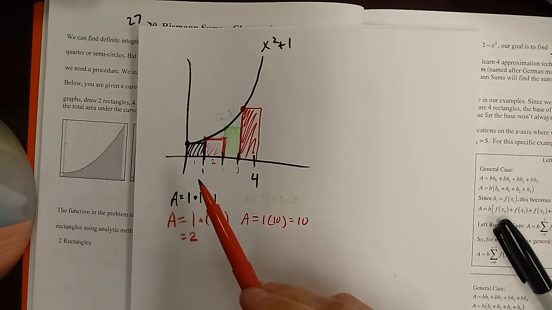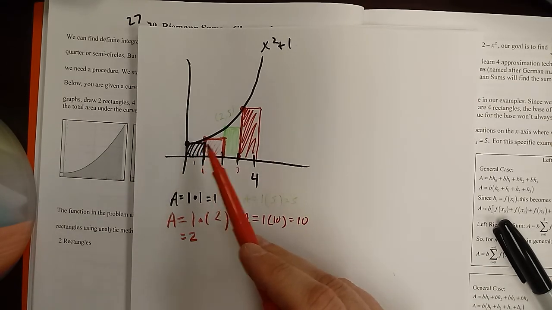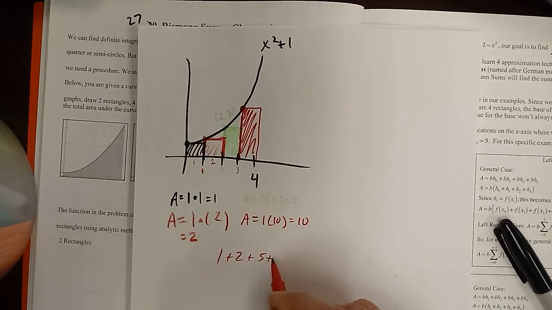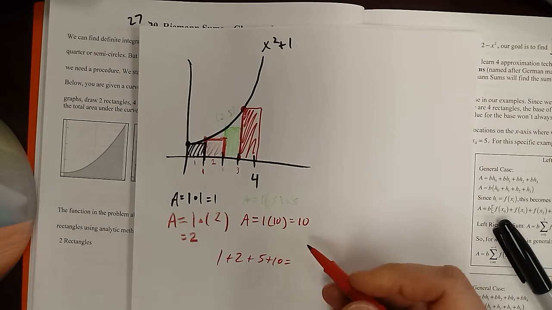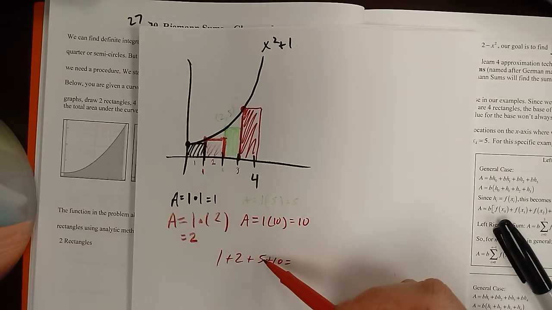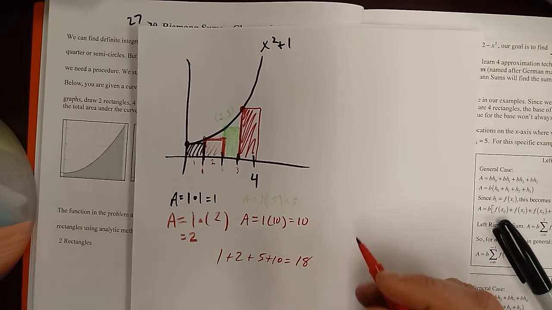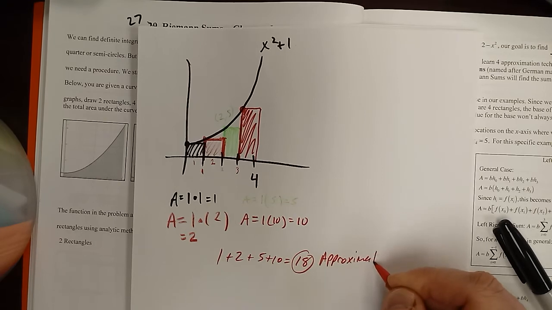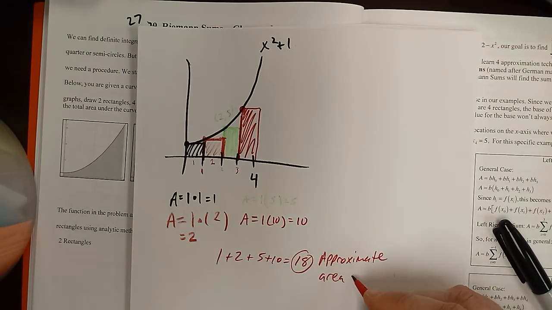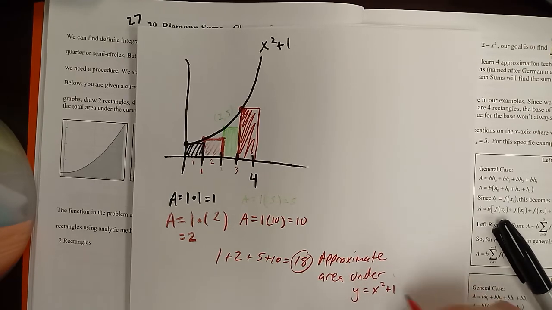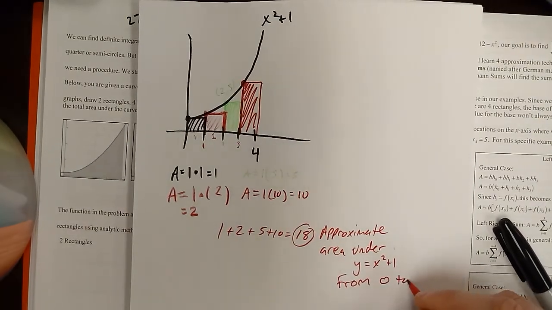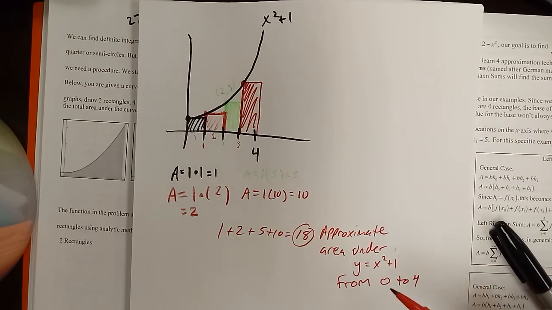So these 4 rectangles, if I were to add them together, 1 plus 2 plus 5 plus 10, we get 3, 8, I get 18. This is the approximate area under y equals x squared plus 1 from 0 to 4.